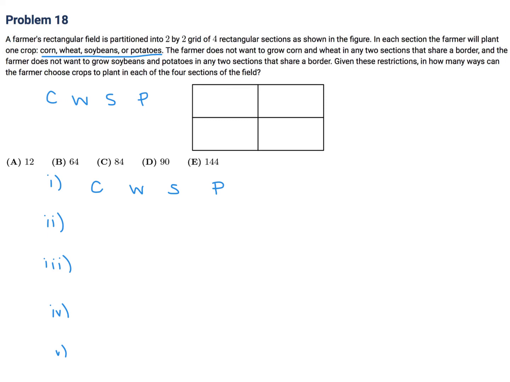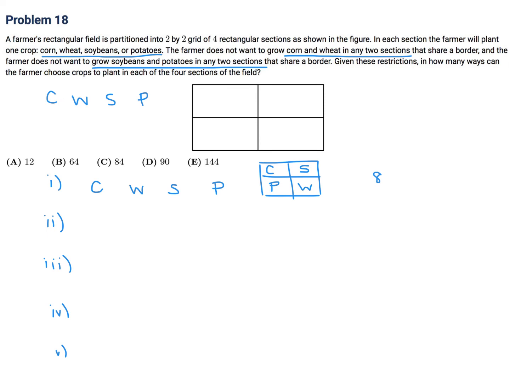But we also have to take into consideration that you can't grow corn and wheat in any two sections that share a border, and we can't grow soybeans and potatoes in any two sections that share a border. So if we arrange them, corn and wheat have to be opposite like that. See what I mean? And therefore, the soybeans and potatoes would have to be opposite also. So that's one such way of doing it. And there are 8 different ways of arranging these 4 that fill the criteria of the question. And you guys can figure out what are the 8. It's not that hard.